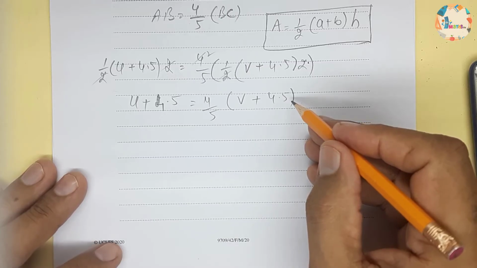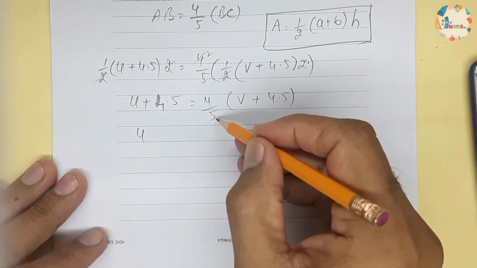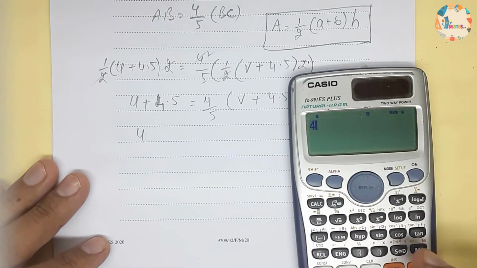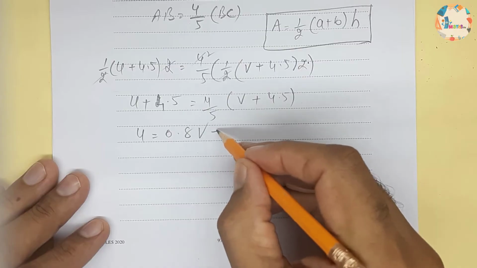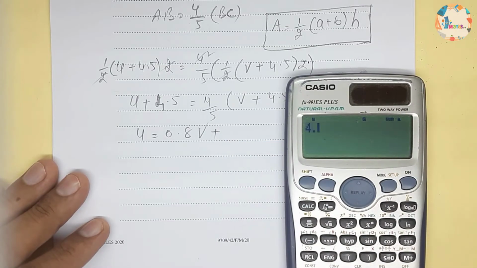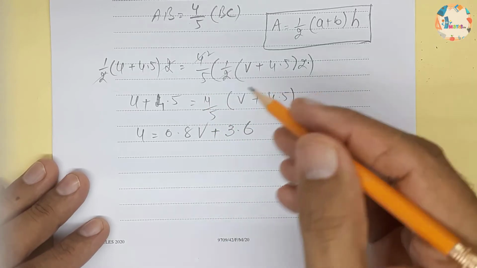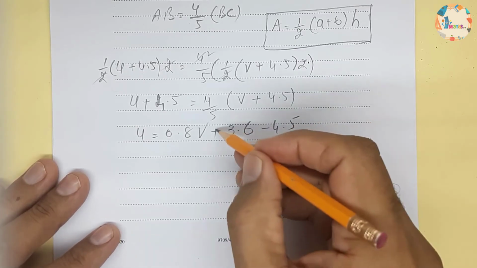And now what we can do, we can shift u, and this one we can shift to this side and open this one. This will be 4 divided by 5, which is 0.8. So we can write this as 0.8 V, and plus this one will be 4.5 multiplied by 4 over 5. This will be equal to 3.6. So this 3.6 is 4 by 5 multiplied by 4.5, and this 4.5 we will shift to this side. It will be minus 4.5, and this is how we will be simplifying this one.